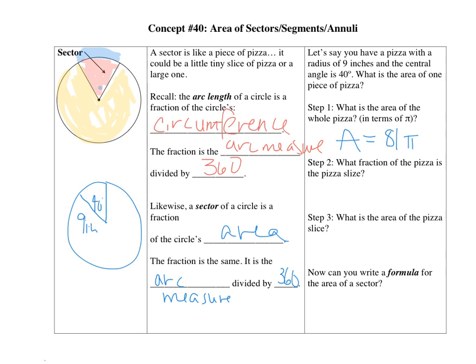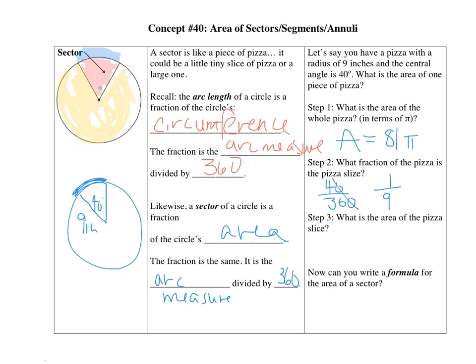That's the whole pizza. Well, what fraction of the pizza is that pizza slice? Well, because it has a 40-degree central angle or a 40-degree arc right here, if you think about, well, what's 40 out of the whole circle, which is 360? We can reduce that. We can reduce 4 and 36, so we get 1/9. So this piece of pizza is 1/9 of my whole circle.